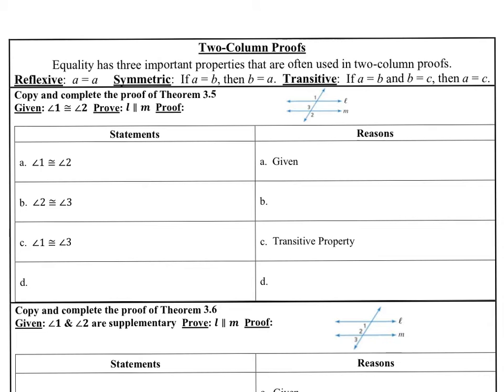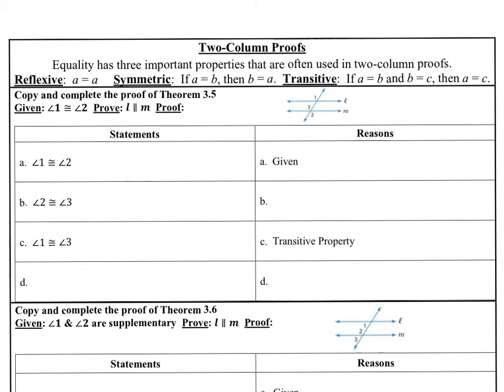So let's just jump right into this proof. The first statement you always write down is something that's given to you. You can have more than one thing given to you. In this example, we only have one thing given to us. And so our reason is it's given. And then you look at the picture and you try and build your case. You're like, okay, if angle 1 is congruent to angle 2, that's given. What else can I determine to be true? And so look at the picture. It's got an angle 3 there.